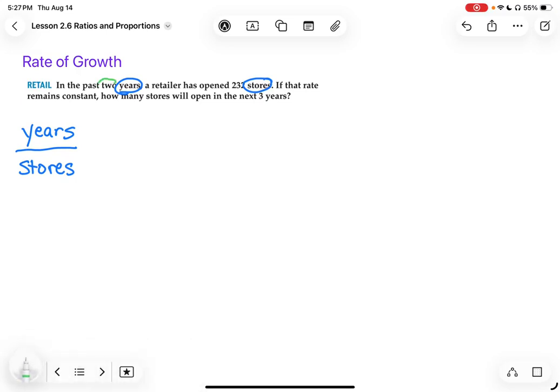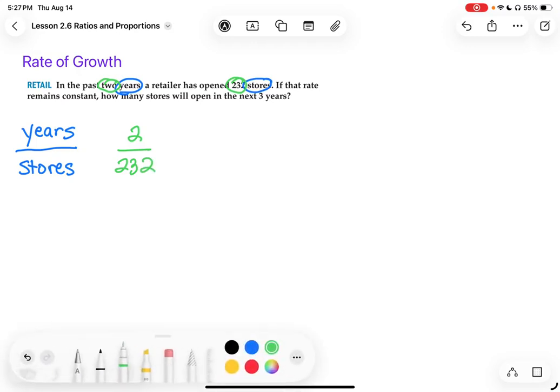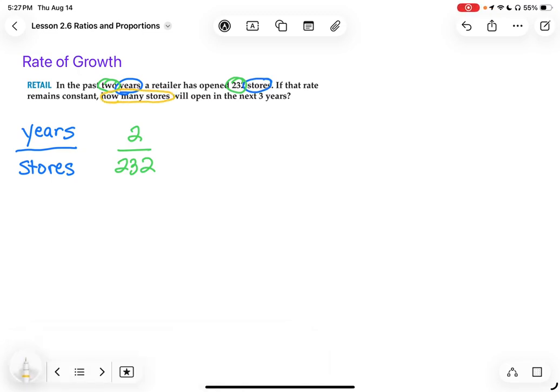Okay, so my first ratio is going to be that in 2 years, I opened 232 stores. So 2 years, 232 stores. Years on top, stores on bottom. My second ratio is how many stores, so this is going to be my variable, I'll use S for stores, will open in 3 years. So years on top, 3 years, S, my variable, on bottom.